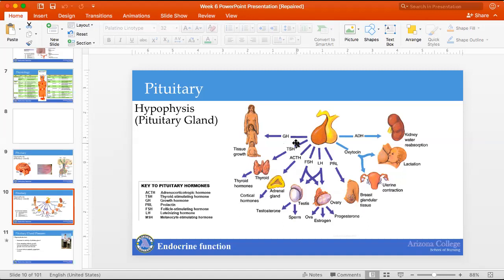You have TSH, which is thyroid stimulating hormone. After the releasing hormones are released from the hypothalamus, it will tell the anterior lobe to release thyroid stimulating hormone, which will then go and stimulate the thyroid to do what it needs to do. And then so on. You can see the effects on the adrenal gland, testes, ovaries, breast tissue, uterine contraction, lactation, and then kidney and water absorption. So very expansive and very important.